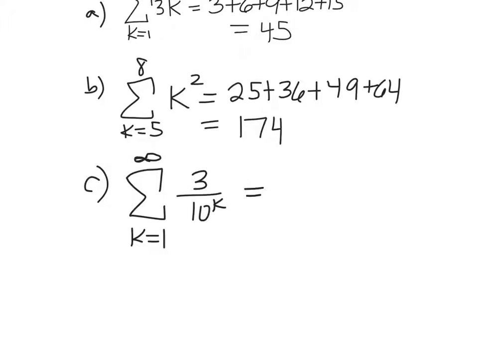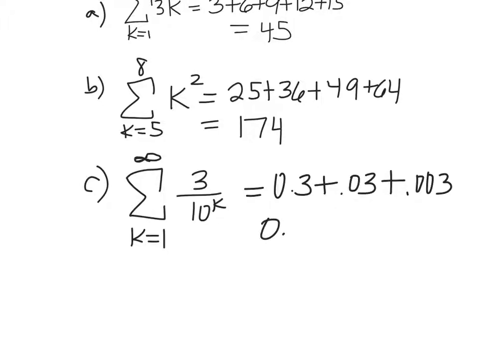All right, when you plug in 1, what do you get? 3/10, right? What is 3/10 as a decimal? 0.3. Then you plug in 2, and you get what? 3 over 100. What's 3/100ths? 0.03. Then you plug in K equals 3, and you get 3/1000ths, which is 0.003. Do you see where it's going? Isn't that so cool?